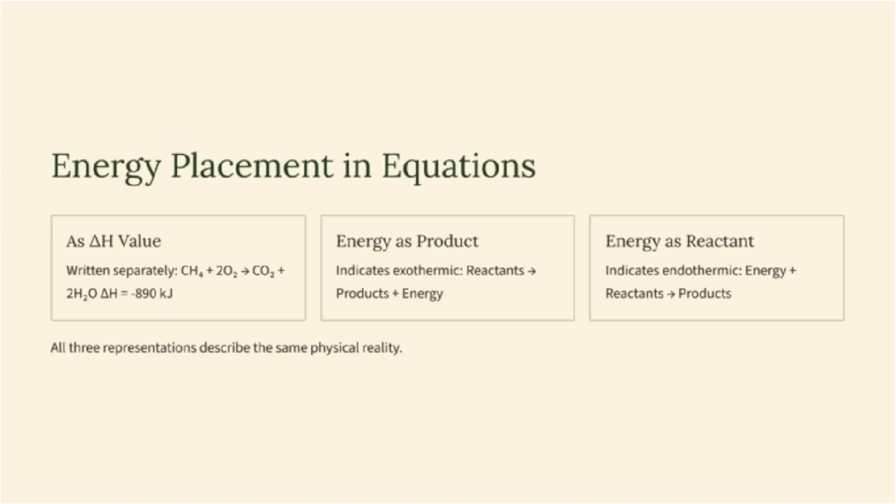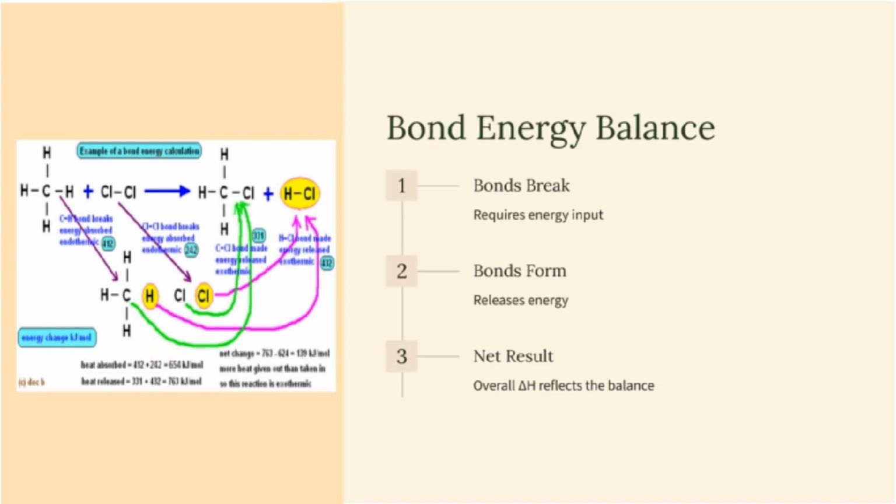Energy can be shown as a delta H value, as a product, or as a reactant. All three representations describe the same energy change. They're just written differently. Breaking bonds requires energy. Forming bonds releases energy. The overall delta H depends on which of these effects is larger.